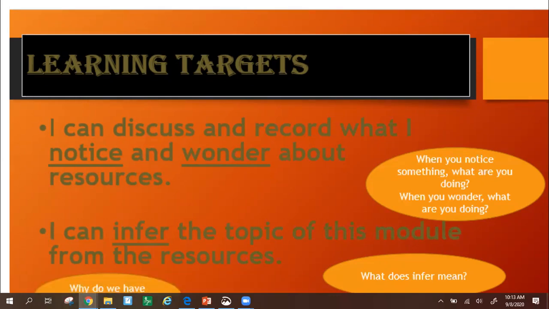So we know that when we notice something, we see something, and we wonder about something. When we wonder something, it means we have a question about something. We want an answer to something.